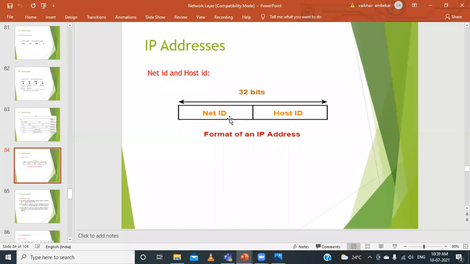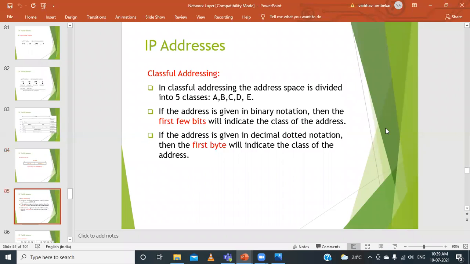or you can consider it in terms of bits. How are they classified? They are classified into 5 groups, and we call it classful addressing. In classful addressing, the address space is divided into 5 classes, namely A, B, C, D, E. If the address is given in binary notation, then the first few bits will indicate the class of the address. If I have some random IP address, how do I identify which particular class it belongs to, whether it is A, B, or C?